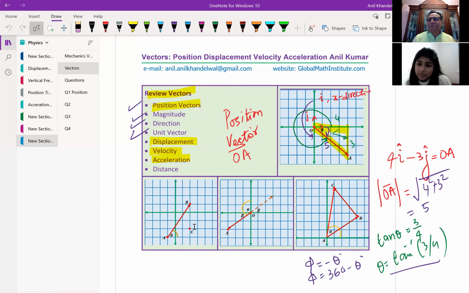All right. Perfect. So, Amy, can you summarize what you have learned in this second session on vectors as an application for position, displacement, velocity, and acceleration?